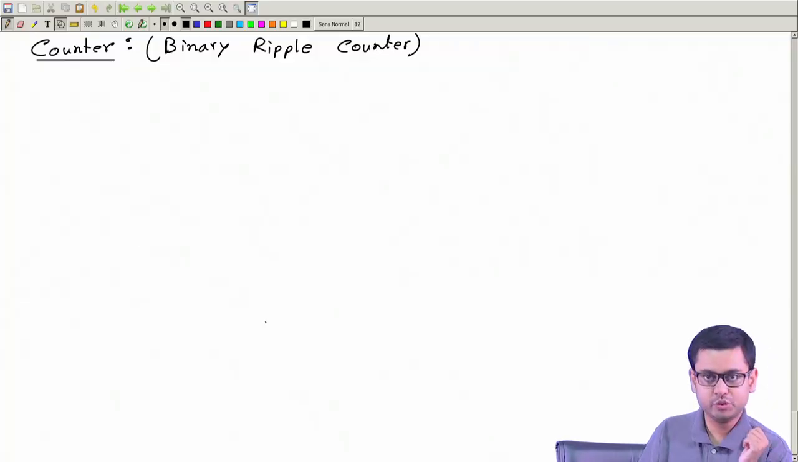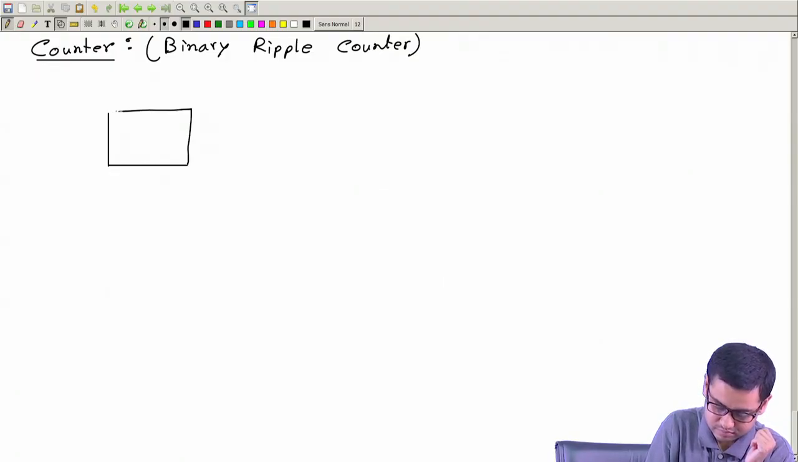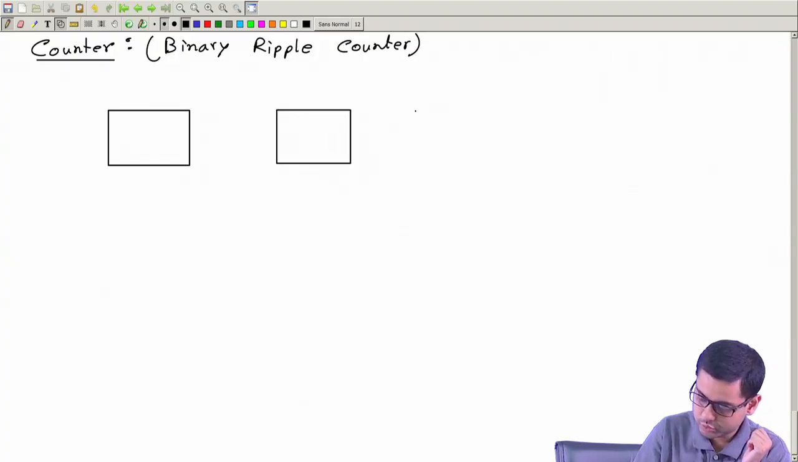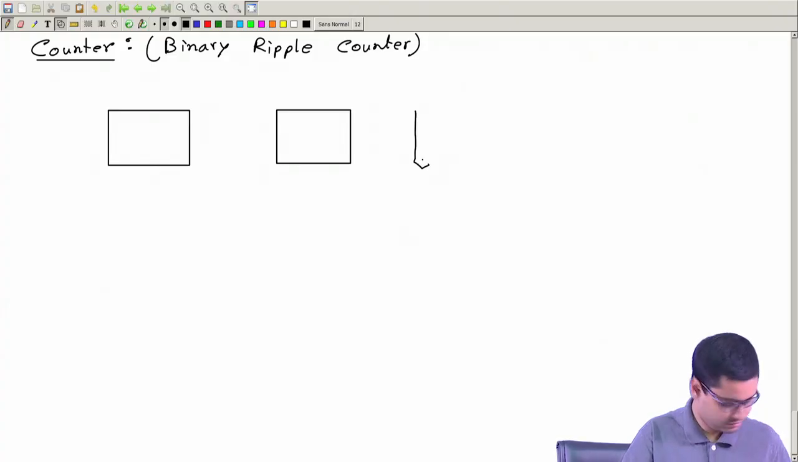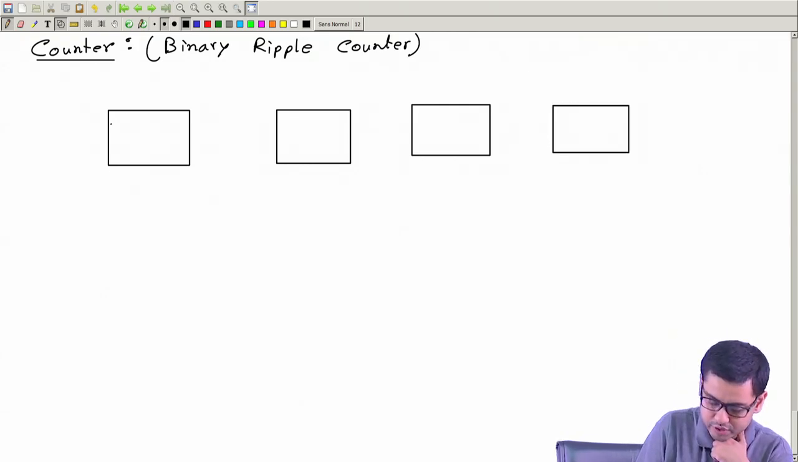So we will make it using T flip-flops. Okay, so let us see how. Say I take a couple of T flip-flops. Let me take a few: 1, 2, 3, and 4. So these are all T flip-flops.